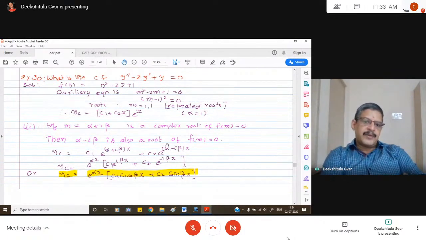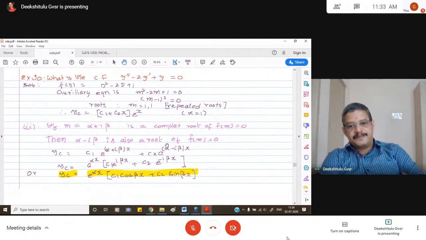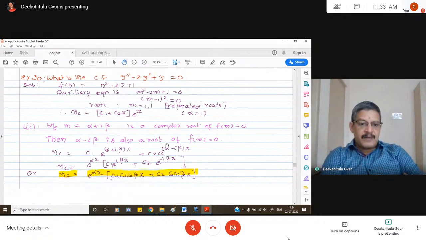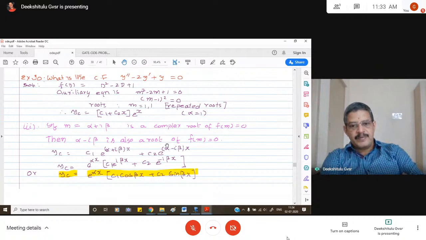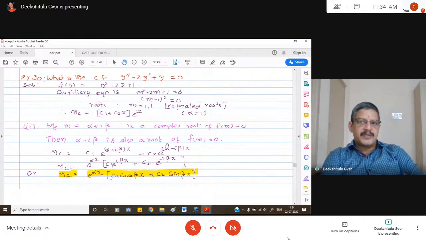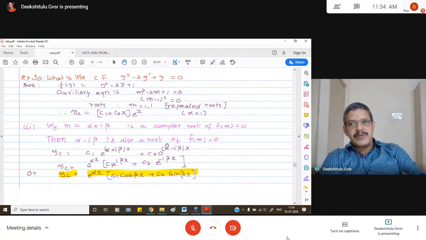Now what happens if you have a complex root? Let us say m = alpha + i beta is a complex root of f(m) = 0. Then, from the basics of complex numbers, if alpha + i beta is a root, then obviously alpha - i beta is also a root of f(m) = 0.